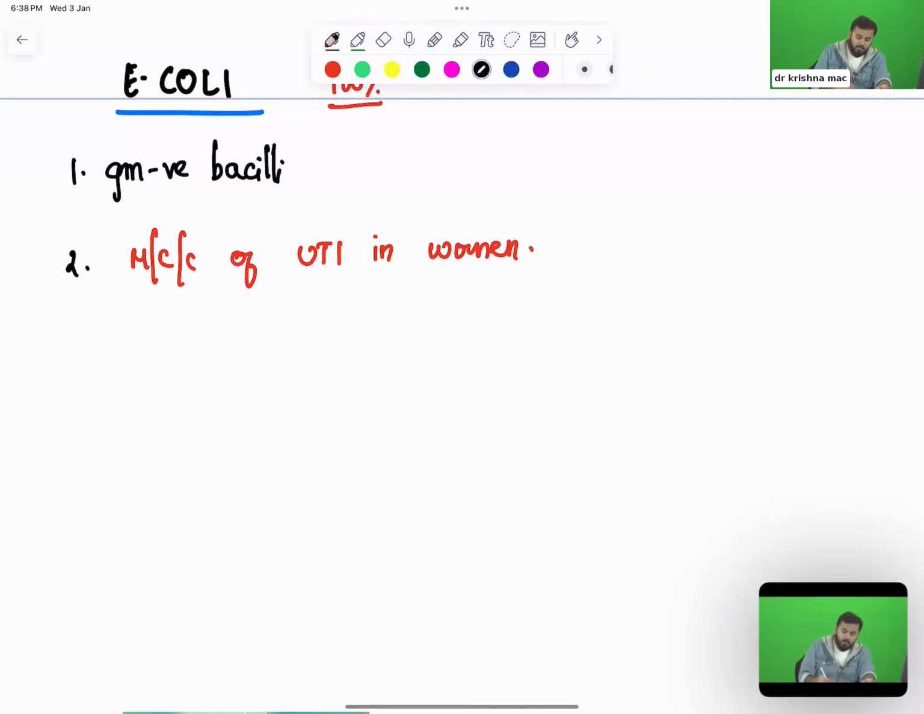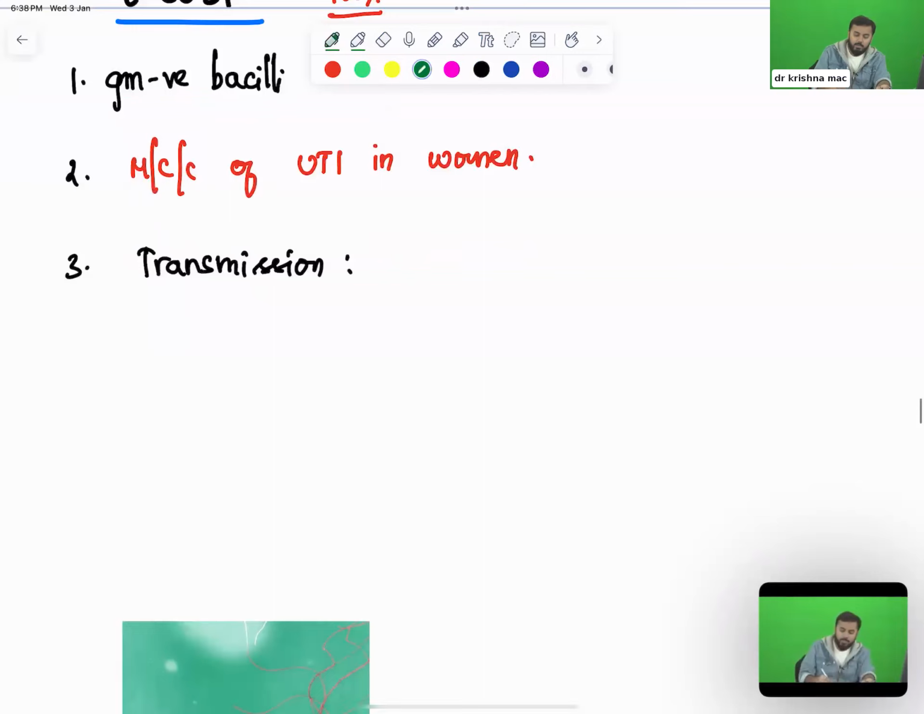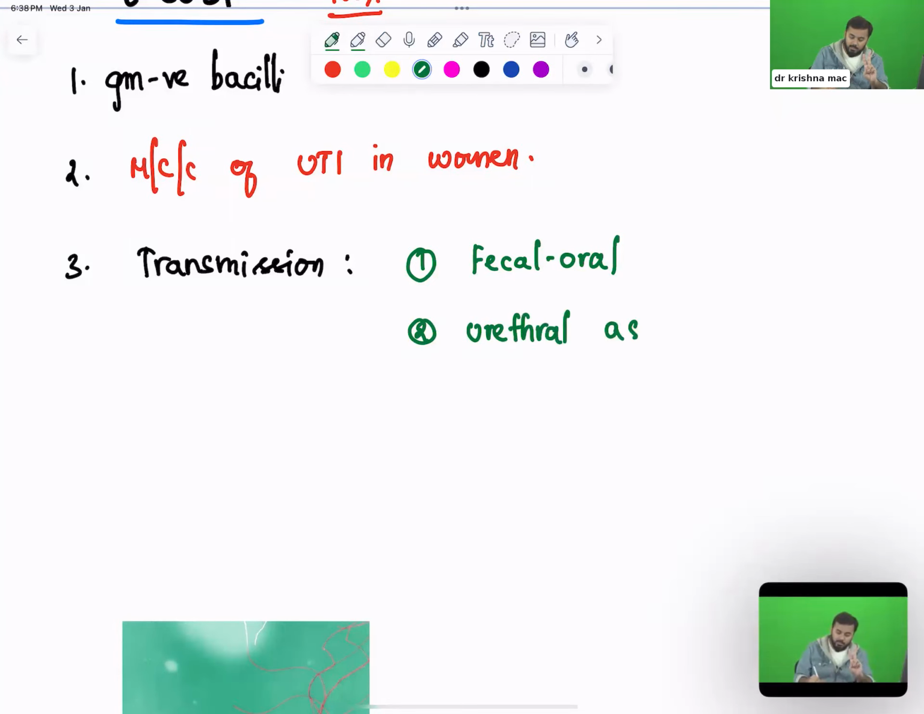Third important thing, how is this E. coli transmitted? That is a very important question. E. coli is transmitted through three ways. First important way is fecal oral. Second important way is urethral ascension. Third important way is catheter.